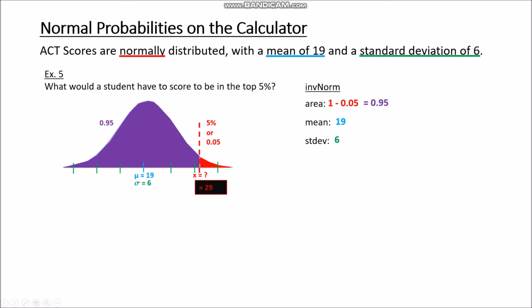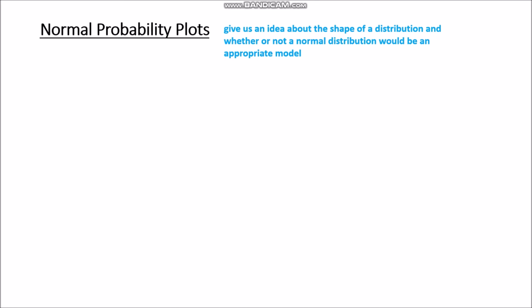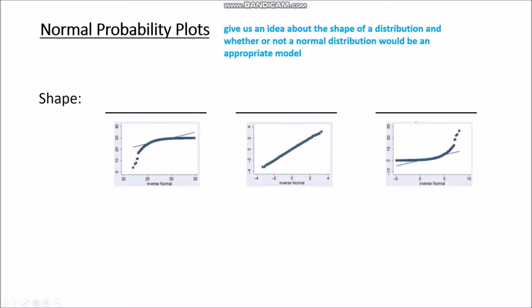All right, last thing we'll talk about, normal probability plots. Normal probability plots just give us an idea about the shape of a distribution, whether or not a normal distribution would be an appropriate model. Okay, so it's something we do on the calculator. We're not going to get into where the graph comes from, and I'll show you all in class how we can get that on the calculator. But it's going to make a graph that looks something like this.